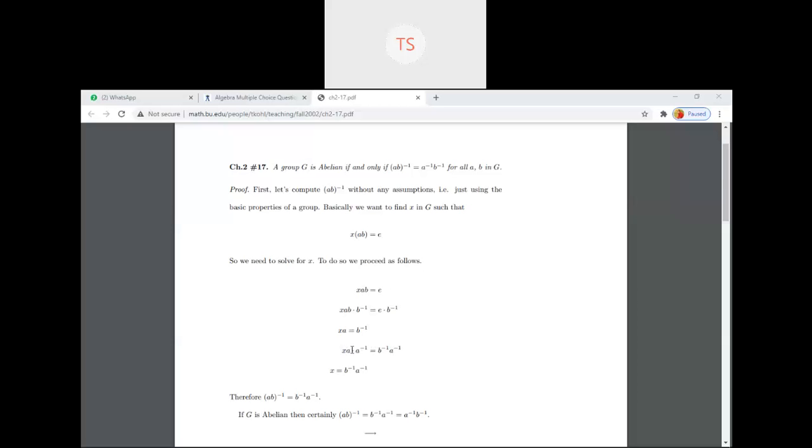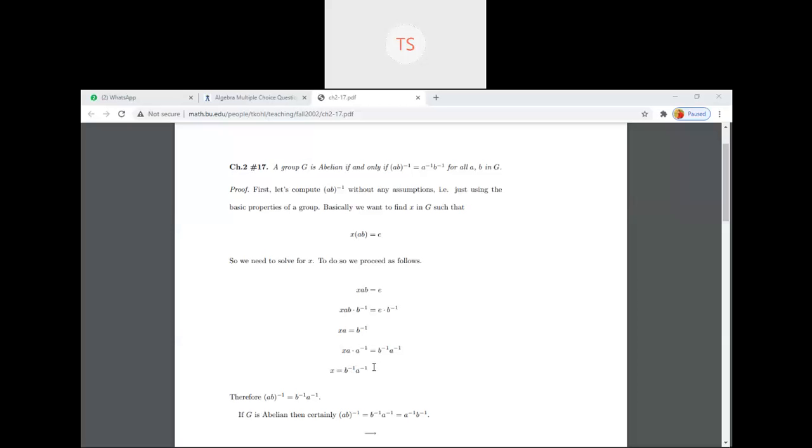Now, from this, multiplying by a to the power minus 1, again we will get only x on the left hand side. Now the right hand side becomes b to the power minus 1 into a to the power minus 1. That means the value of x is b to the power minus 1 into a to the power minus 1.